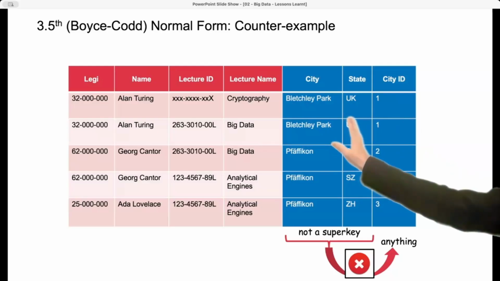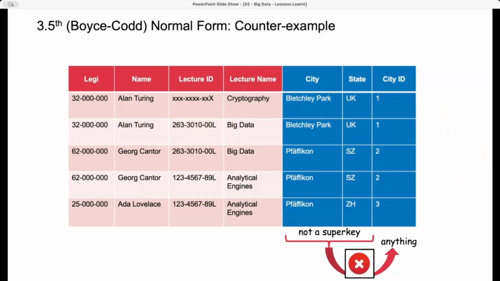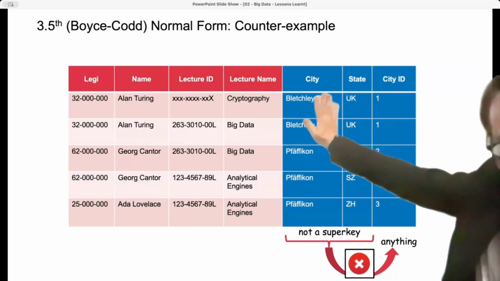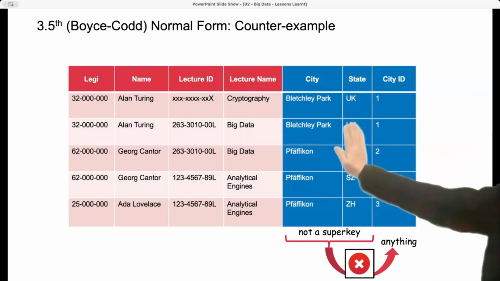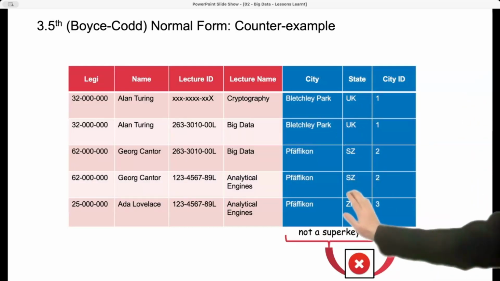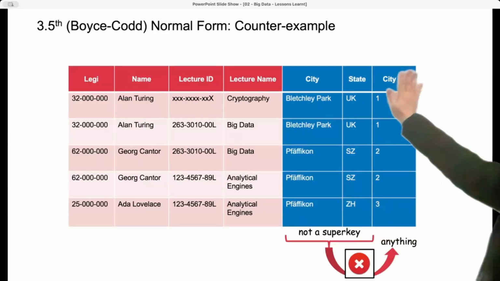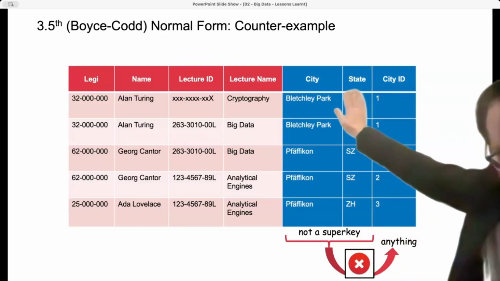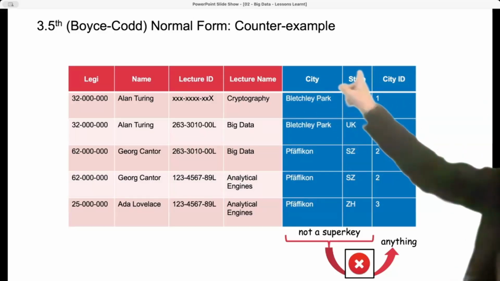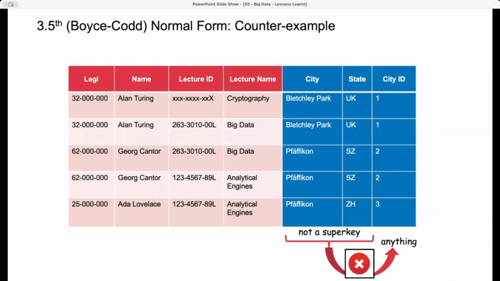dependency. Do you agree that, again, if we assume a city name is unique within a state or a canton, then the city name plus the state uniquely identifies the city ID? Who agrees with that? All right, we call that a functional dependency. And that's because this can be seen as a function of this. So the city ID is a function of the city and state. So the city and state uniquely identify the city ID.